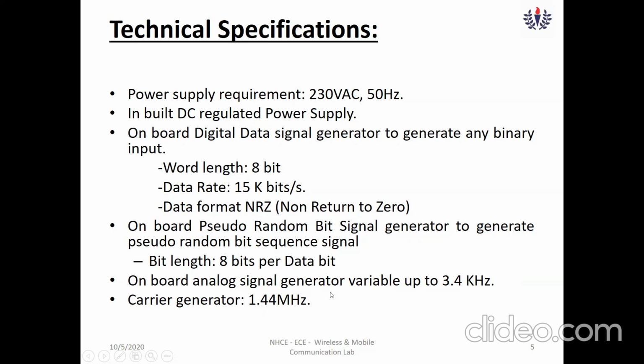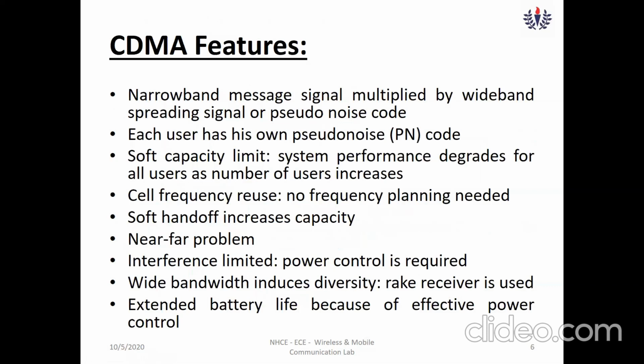Onboard analog signal generator, it means you can vary this frequency from 0 to 3.4 kilohertz, and the carrier wave, which is used for the binary phase shift keying modulator, is a fixed oscillator frequency of 1.44 megahertz. This is the feature of the CDMA technique, because we are discussing the CDMA technique, code division multiple access.